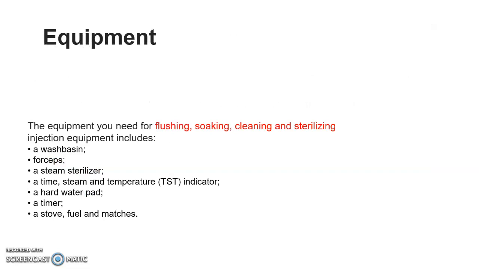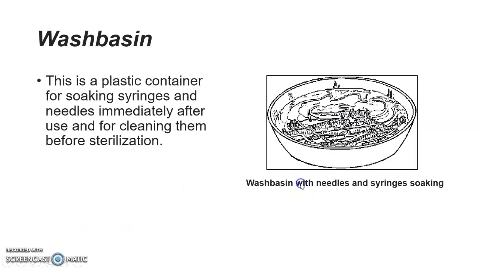Now coming to the equipment. The equipment you need for flushing, soaking, cleaning and sterilizing injection equipment includes a wash basin, forceps, steam sterilizer, time-steam-temperature indicator, a hard water pad, a timer, a stove, fuel and matches. Next, we can go through each piece of equipment in detail.